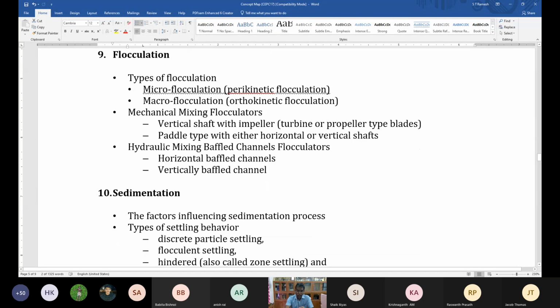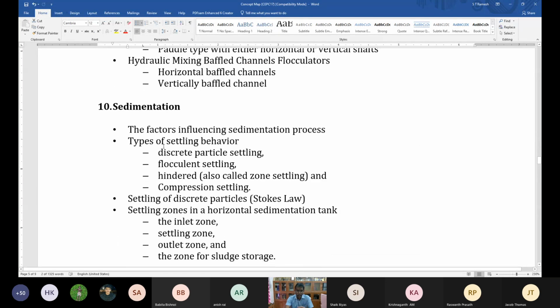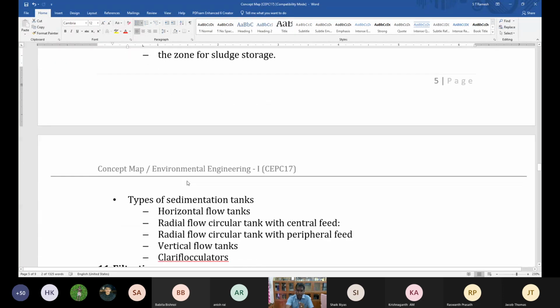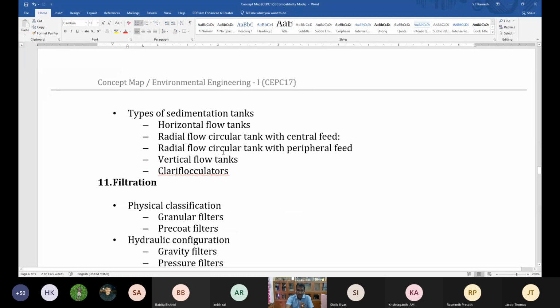Now the flocs are bigger because of this flocculation activity, and during settling you are able to settle them very easily. Next, the sedimentation or settling tank. Here we'll be discussing sedimentation theory and the different types of settling behavior: number one, discrete particle settling, then flocculent, hindered, and compression settling. We'll also cover the different zones in a sedimentation tank, how to design a sedimentation basin, and the different types of sedimentation tanks: horizontal flow, radial flow, and vertical flow. You can also combine sedimentation and flocculation together, and that is called a clariflocculator.